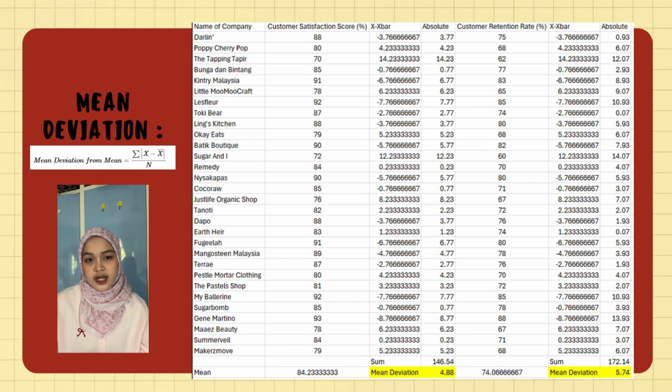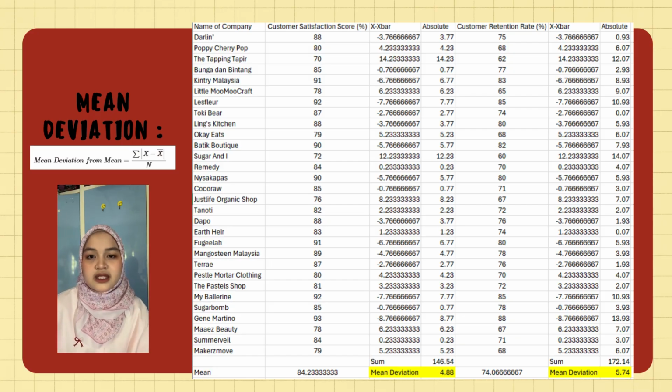In addition to the range, I am also going to work with the mean deviation. Here you see the formula. The mean deviation is simply the sum of the absolute value of each value x minus the mean. Then you divide that by the number in the sample. To calculate this, the first step is to compute the mean, and of course you sum up all the values and divide by the number, which is 146.54 divided by 30 companies. So I get 84.23 for customer satisfaction, while for customer retention, 172.14 divided by 30 and I get 74.07.